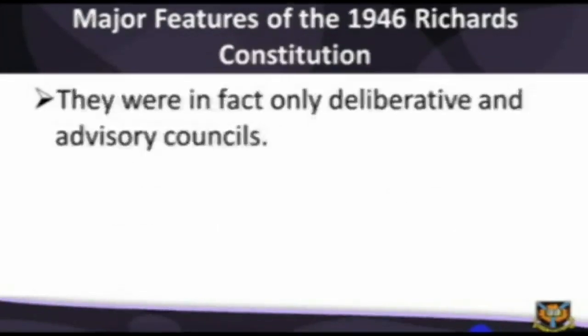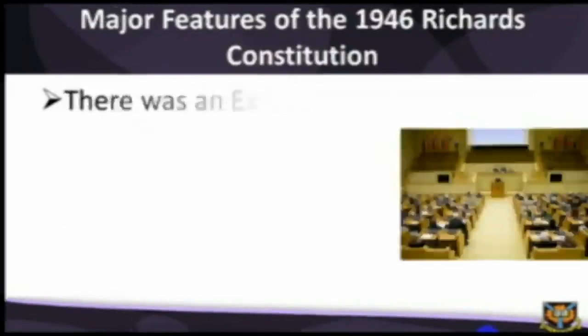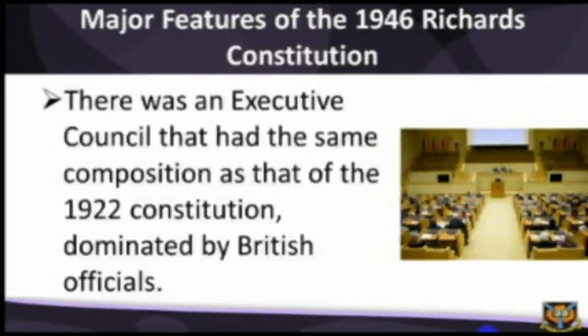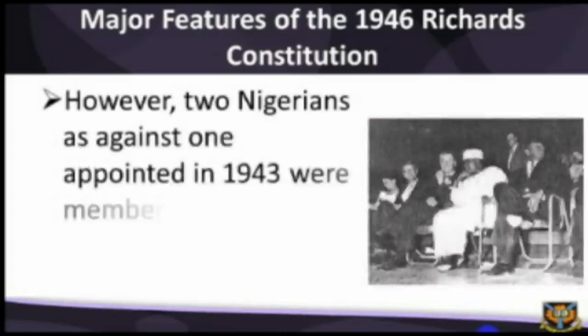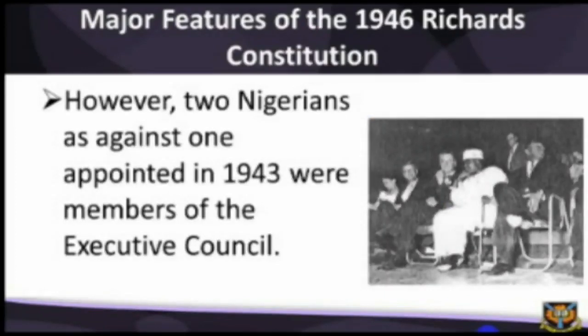More importantly, there was an executive council that had the same composition as that of the 1922 Constitution, dominated by British officials. However, 2 Nigerians, as against 1 appointed in 1943, were members of the Executive Council.